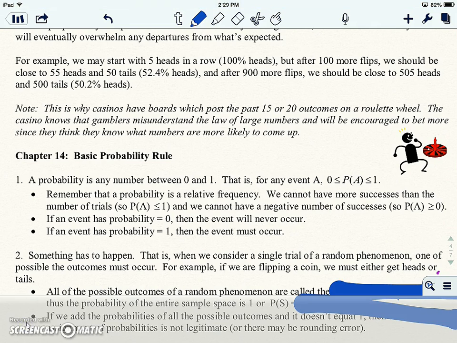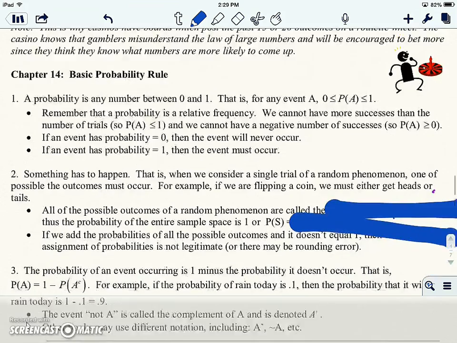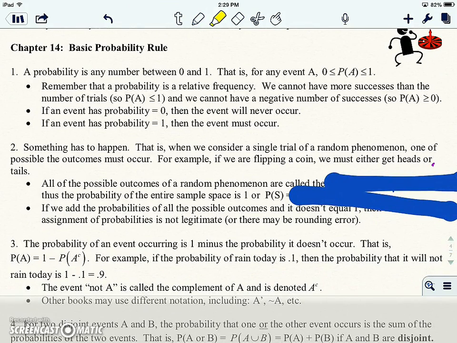Chapter 14 is all about basic probability rules. I'm going to quickly read them to you. 1. A probability is any number between 0 and 1, or 0% and 100%. That is, for any event, the probability of event A occurring is between 0 and 1. Again, between 0% and 100%.